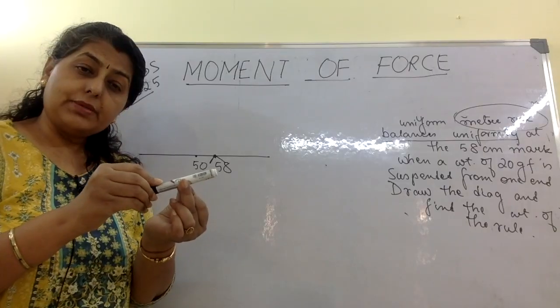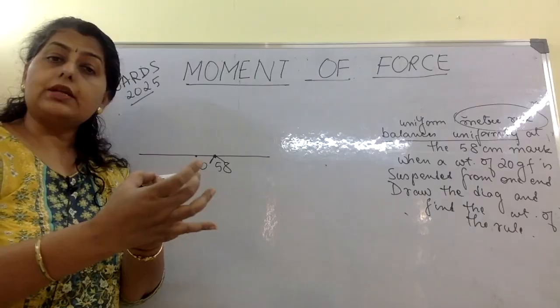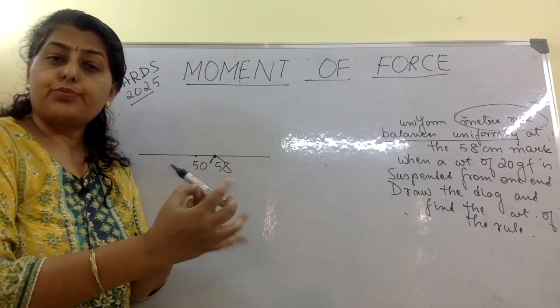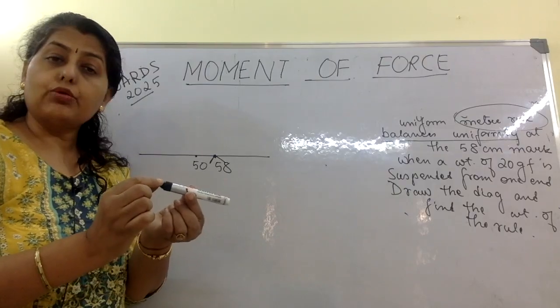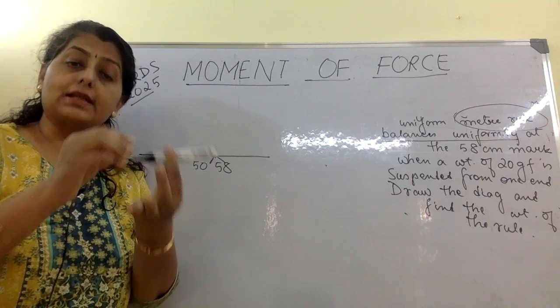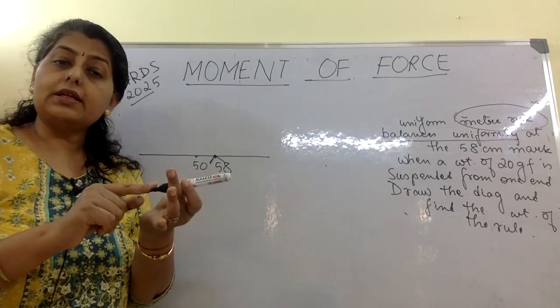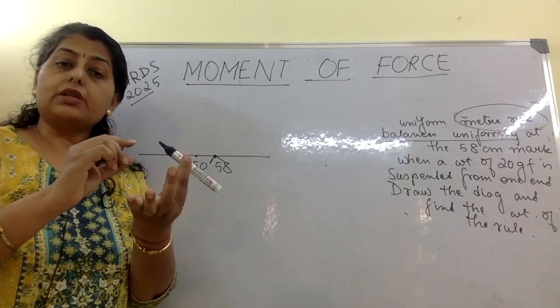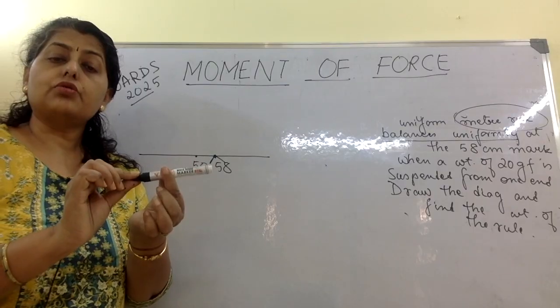But if I don't keep it at the center and I keep it slightly this way, naturally the side which is more in length will bend towards that end, the other end will go up. Now if I want to keep it straight, in spite of not keeping it at the center point, then I will have to hang something at the other end to bring it down, because more weight is on this side. So I'll have to put something here to make it straight.